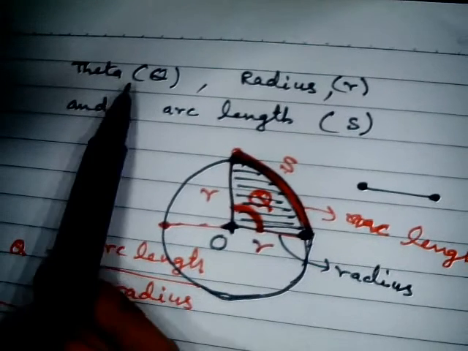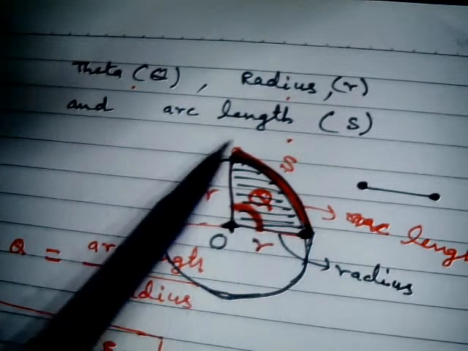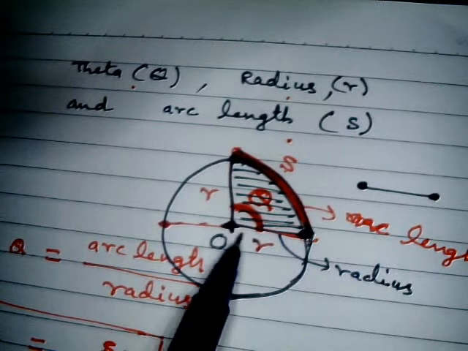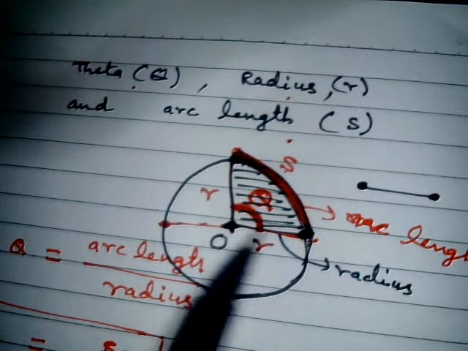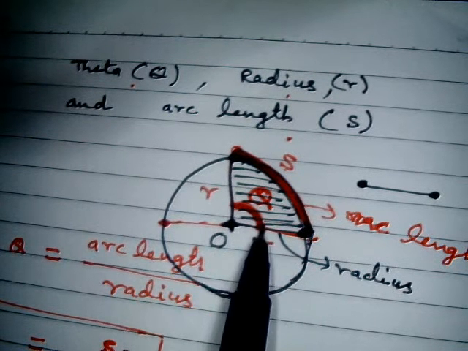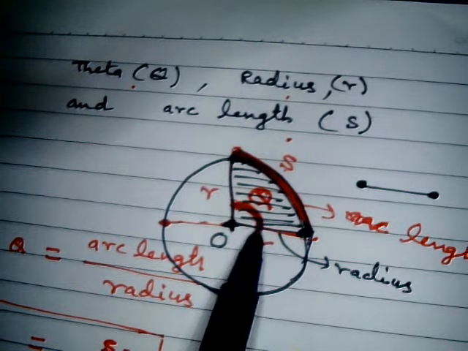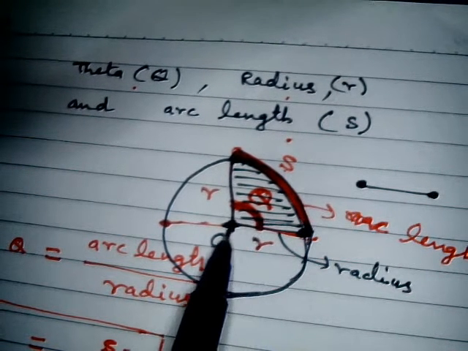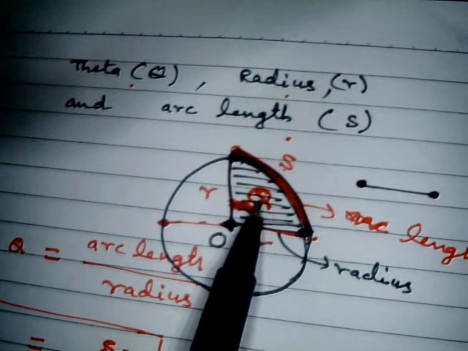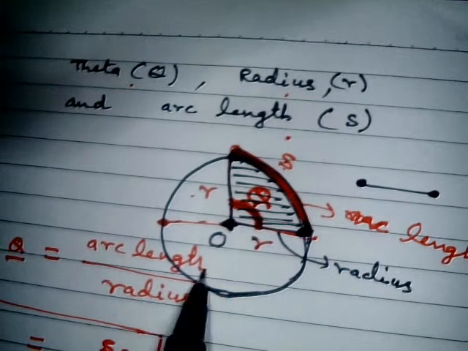When the radius moves from one point to another, the region covered by the radius makes an angle at the center. This angle is called the center angle, the angle made at the center, and it is represented by theta. So what is the relation between theta, s and r? The relation is theta equals arc length upon radius, where arc length is represented by the letter s.